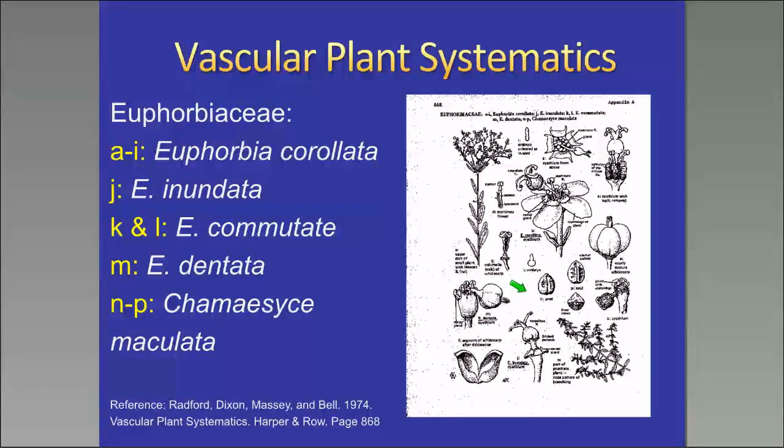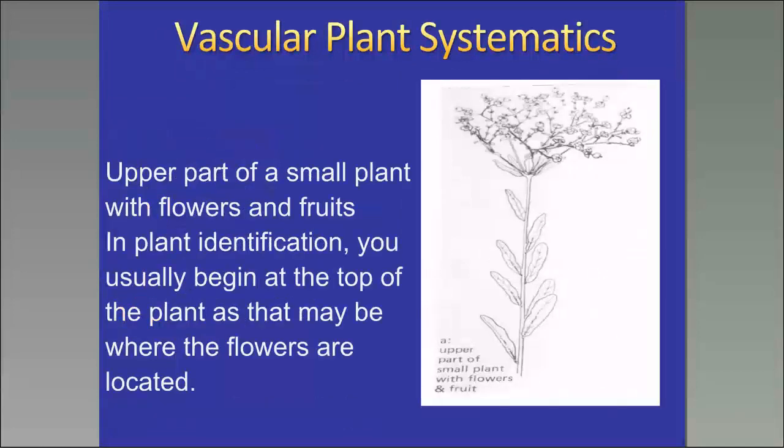But there are a lot of other plants that don't have everything that you see on this screen about the Euphorbiaceae. But Radford, if you ever find that book at a half-price bookstore, would be a good book to get on vascular plant systematics. It goes through a lot of families.